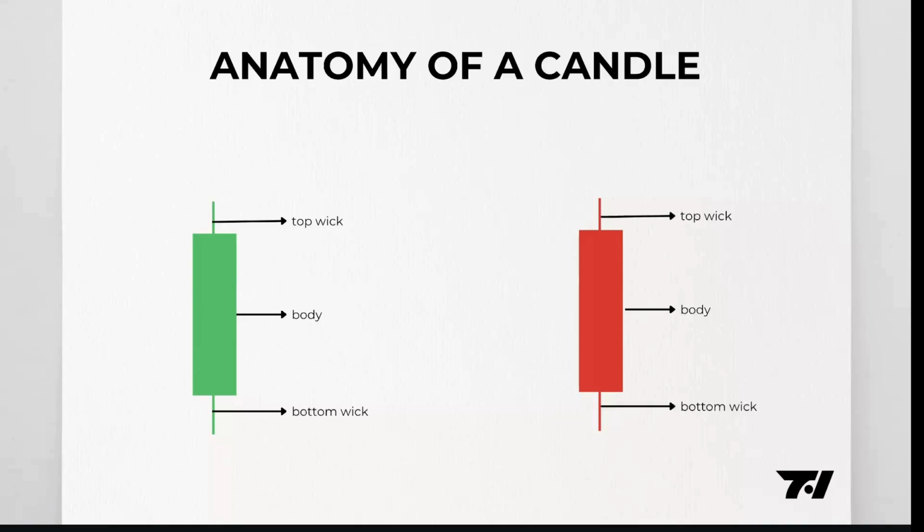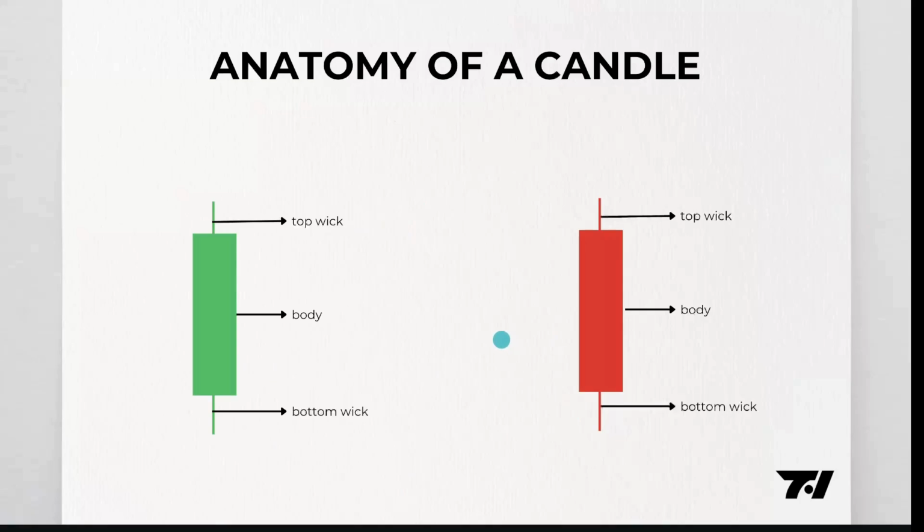Okay guys, so let's get straight into it. First of all, I want to start with the anatomy of a candle. What you have in front of you on the left is an example of a bullish candle, and the one on the right is an example of the bearish candle. Both of these candles share exactly the same anatomy. Both of them have a top wick and a bottom wick, and they also have the body of the candle.